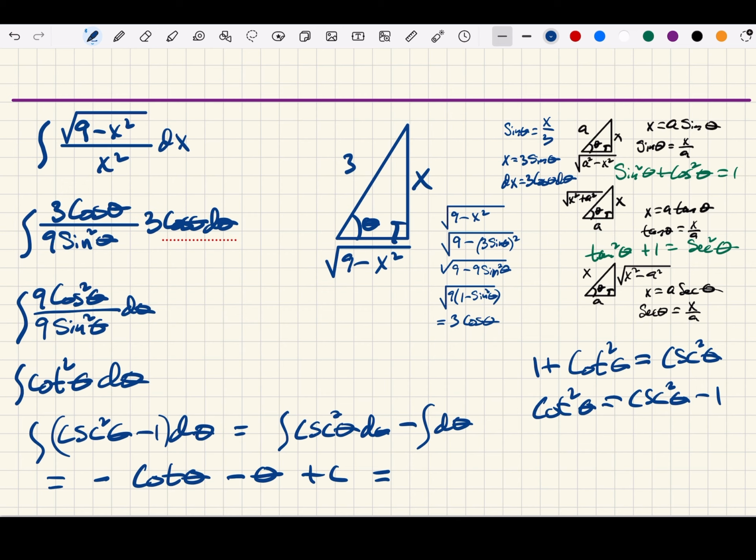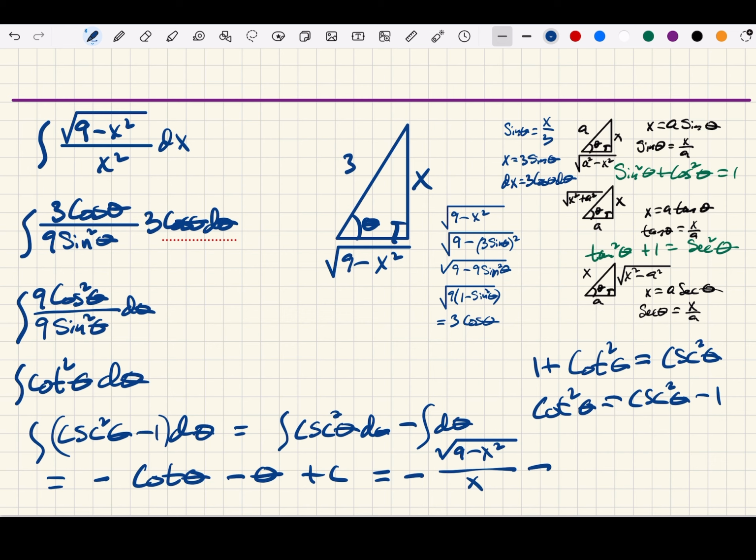Okay, so I'm starting with cotangent. So what's the cotangent of theta going to be? Root of 9 minus x squared over x. Yeah, very good. It's adjacent over opposite, right? So square root 9 minus x squared over x.